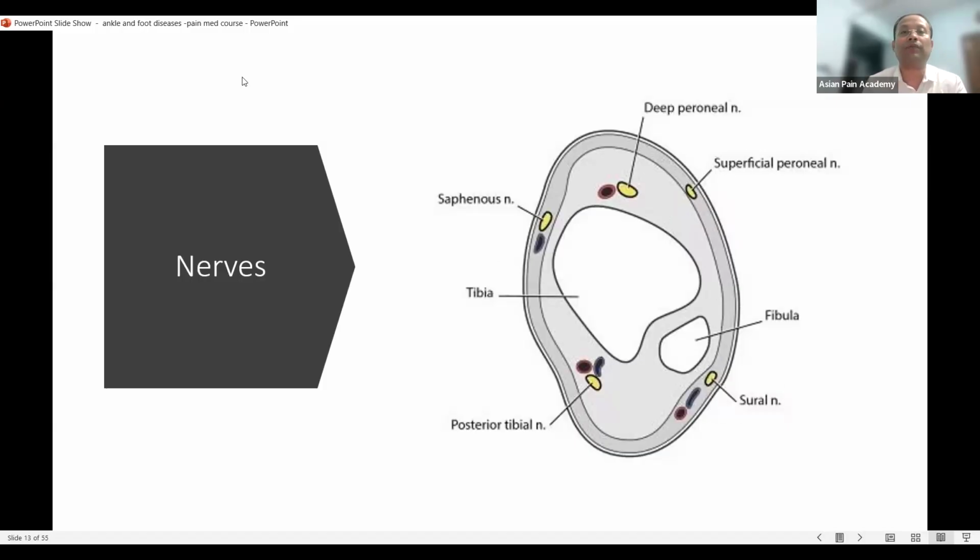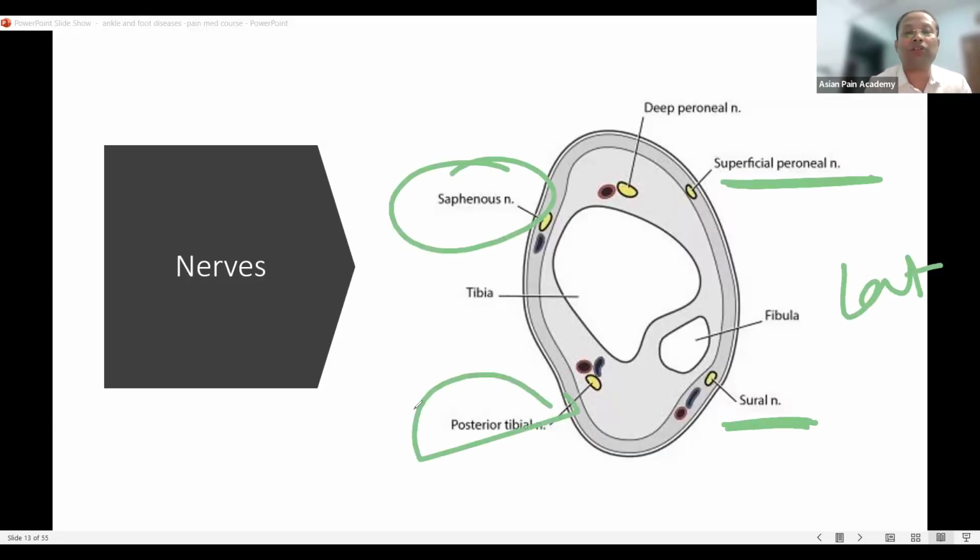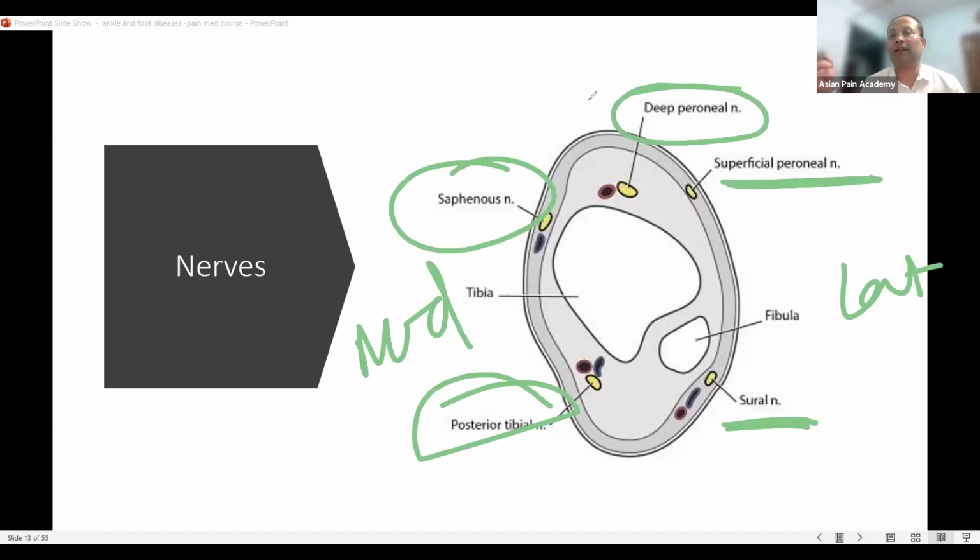These two nerves, superficial peroneal nerve and sural nerve, are on the lateral side, and saphenous nerve and posterior tibial nerve are on the medial side. Anterior side, it is always the deep peroneal nerve or anterior tibial nerve. It is the same thing, the same nerve. We can call it anterior tibial or deep peroneal. So total 5 nerves are there around the ankle to supply the ankle joint.